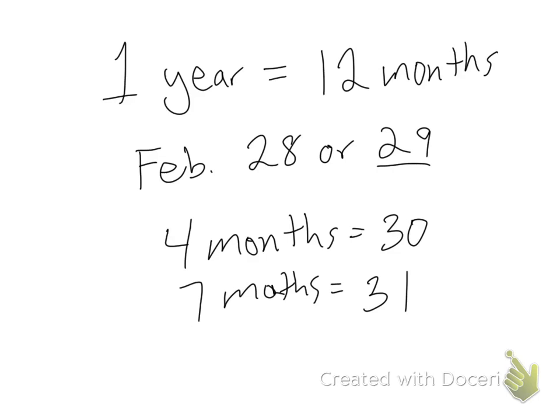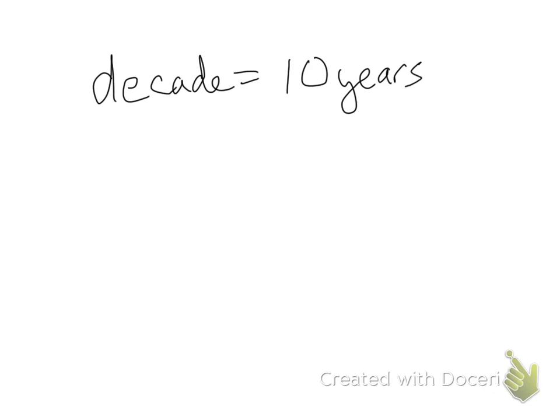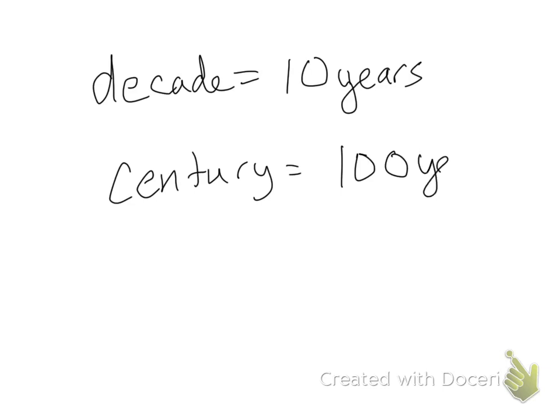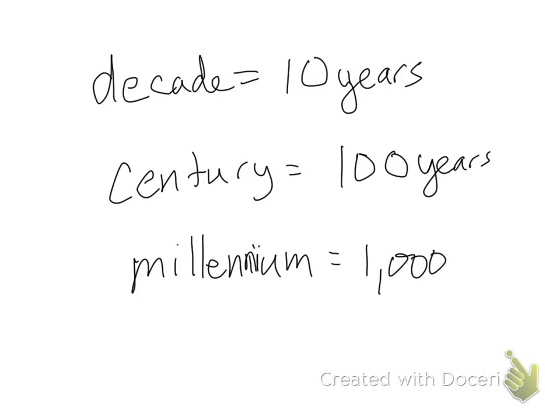Okay. Now we have larger units of measurement. For example, for longer spaces of time, we might use the term decade. Now a decade equals 10 years. We might also use a century. A century equals 100 years. And then a millennium equals 1,000 years.